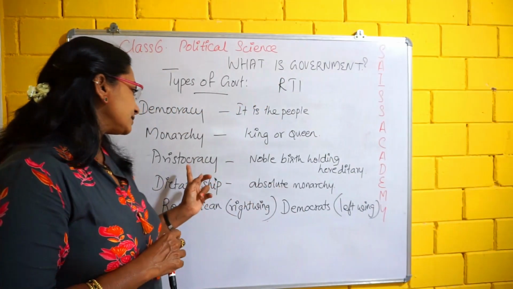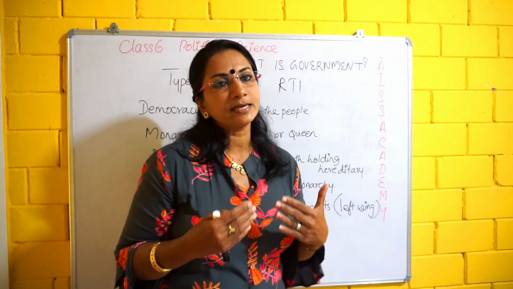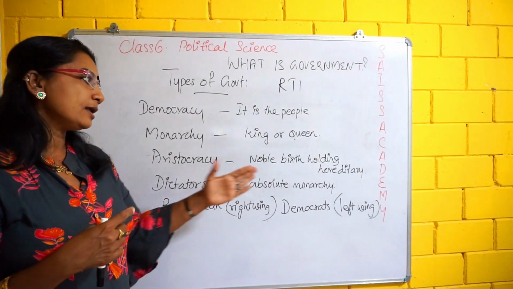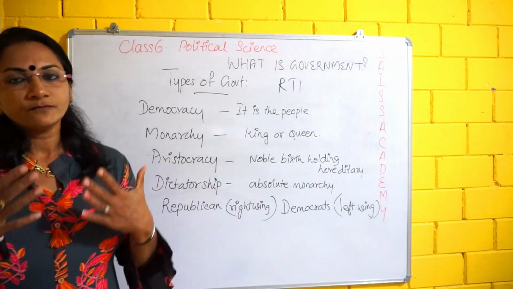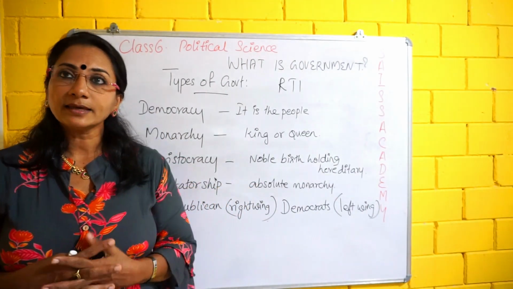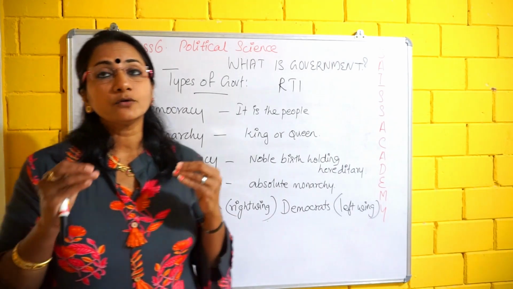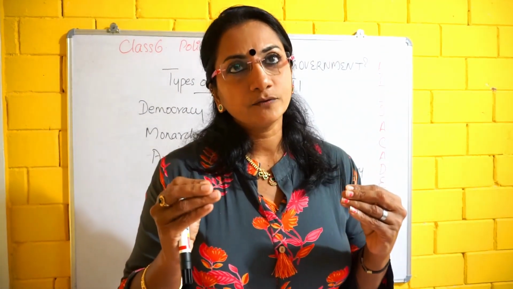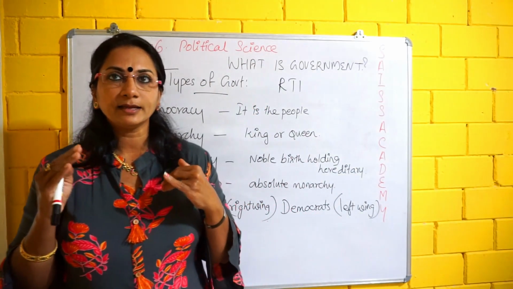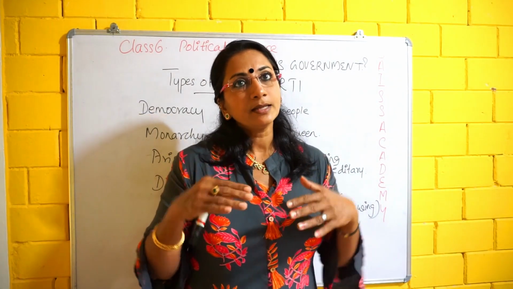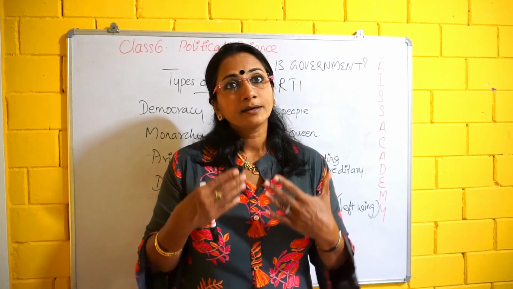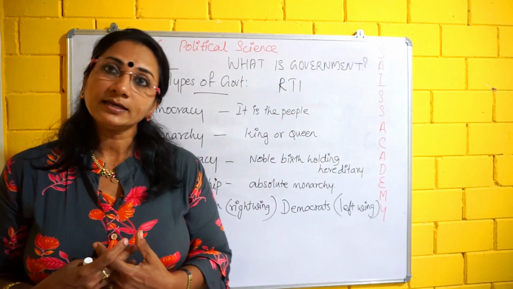And the other thing is aristocracy. What is aristocracy? Aristocracy means noble birth holding hereditary titles. That means, for example, the son of a king would become the king. That is the kind of aristocratic titles. We heard the name Queen Elizabeth, isn't it? The next successor would become Queen Elizabeth II. That is the king or the queen of an aristocratic setup.